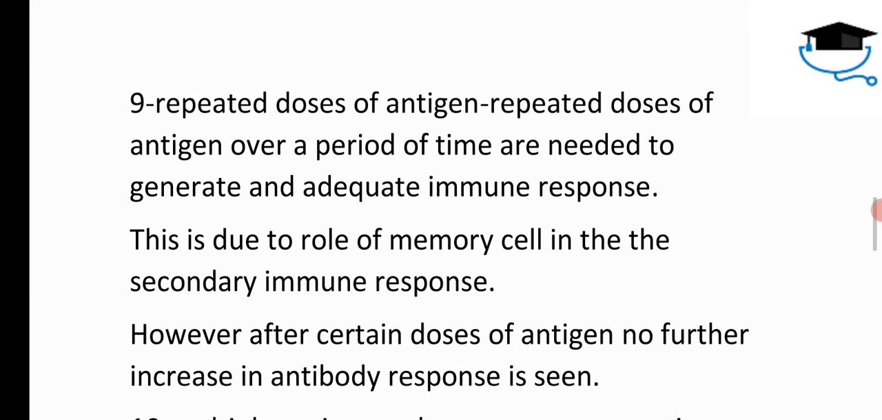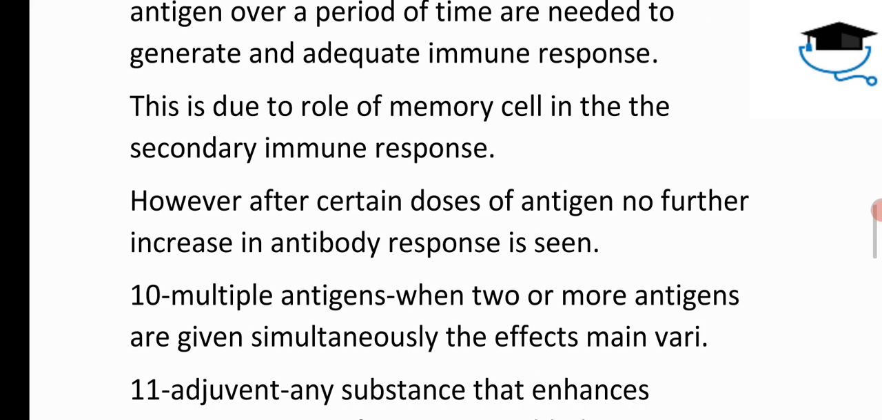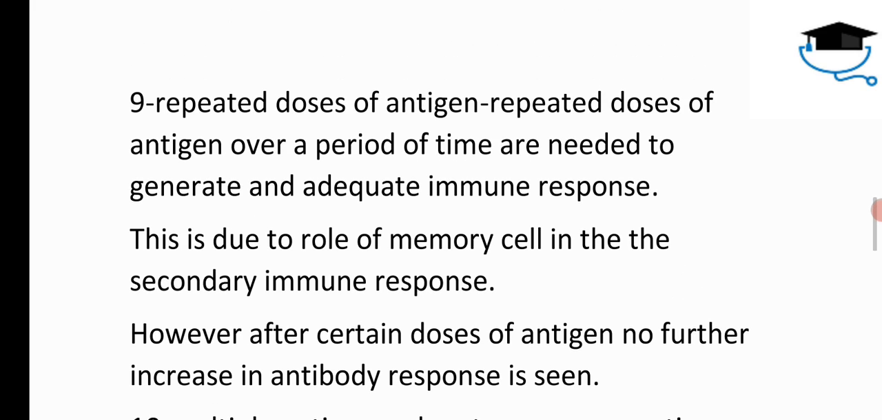Repeated doses of antigens is also significant. Repeated doses of an antigen over a period of time are needed to generate an adequate immune response. This is due to the fact that the role of memory cells in the secondary immune response is activated. However, after certain doses of antigen, no further increase in antibody response is seen. So, the repeated dose of antigen should be given with precautions.